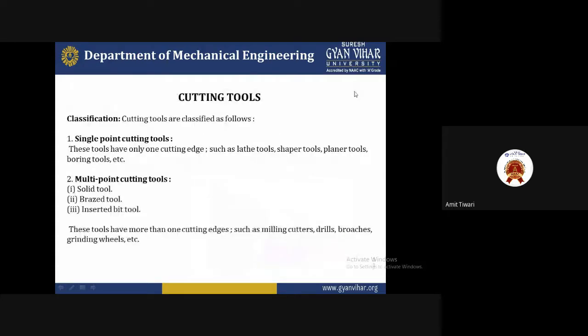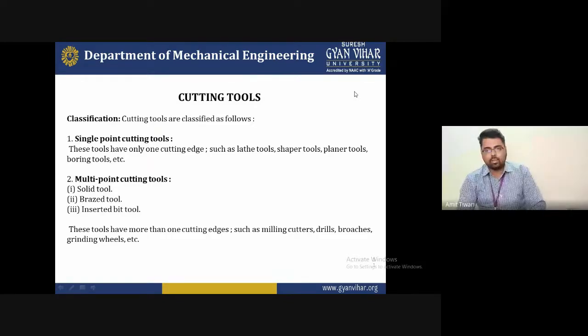Now, to indicate the cutting tool, let us discuss some classifications of cutting tools. They are the single point cutting tool and the multi point cutting tool. Why do we call it a single point cutting tool? Because the cutting edge of this tool is only one. Examples are the lathe tool, shaper tool, planer tool, and boring tool. These are all used as single point cutting tools for operations because they have a single cutting edge.